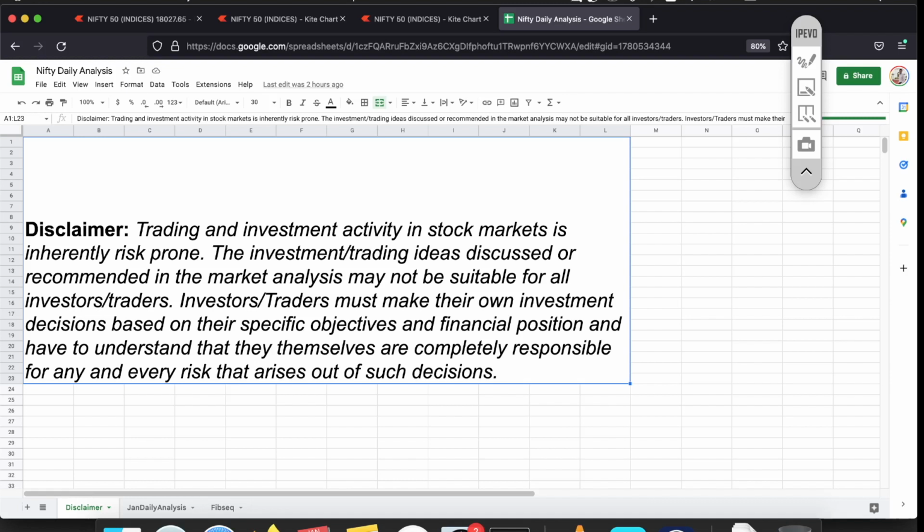In this show, I analyze Nifty based on price action, trend lines, support, resistance zones, and Fibonacci retracements. So before we get ahead with today's analysis, let us briefly review the previous analysis and the forecast we made and see how the market has played out today.